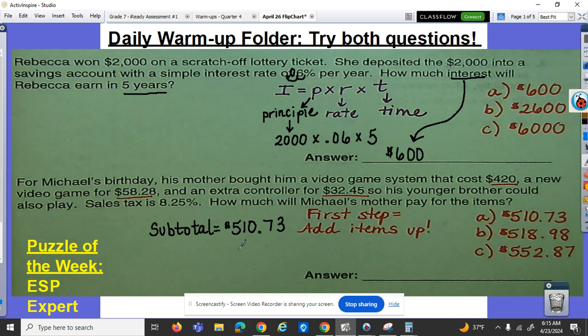All right, remember, tax makes our price go up, but we have to know by how much. Remember, we have to multiply by our sales tax, but not as a percent, as a decimal. So 2 hops over, again, fill in that missing hole with a 0.0825. Okay, times 510.73.